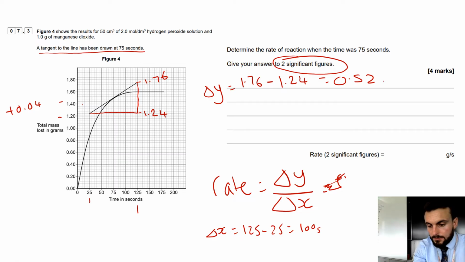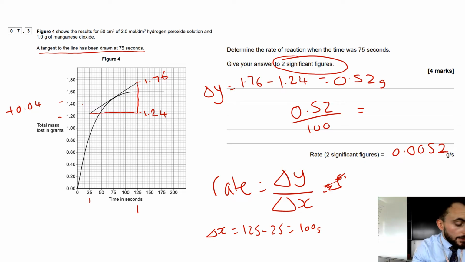and that's grams. Then we work out the rate by doing the change in y divided by the change in x. Change in y was 0.52, divided by the change in x is 100, and you get 0.0052. The answer is in 2 significant figures. I'm assuming that is because you could potentially mess up the tangent, and then you need to still get it to 2 significant figures at the end, even if you do a wrong calculation based on the changes in your y and x.